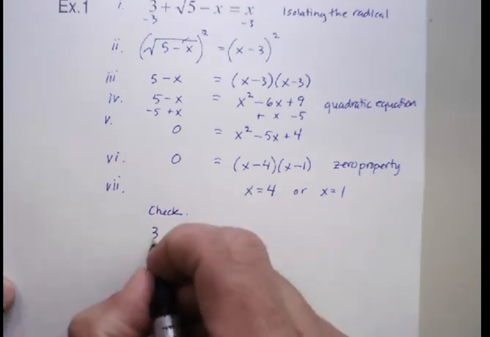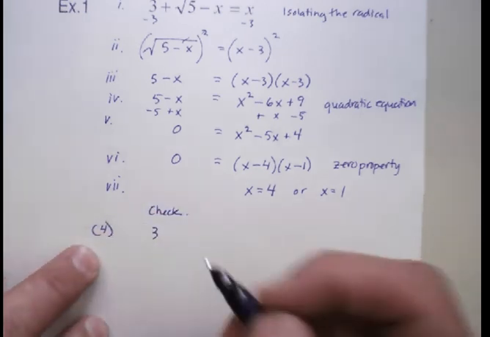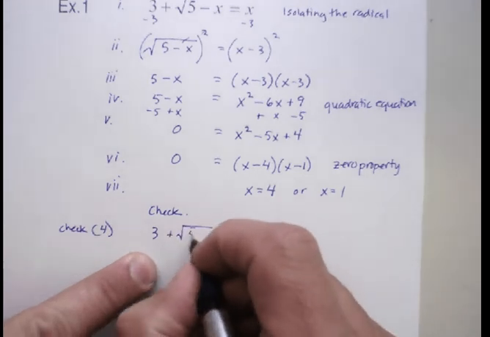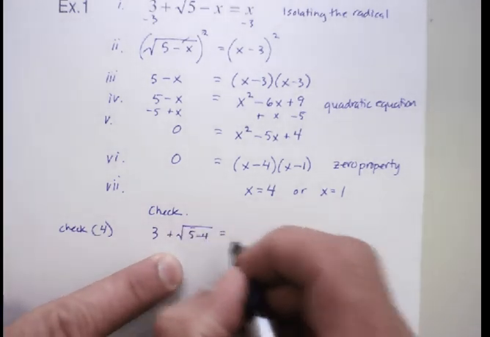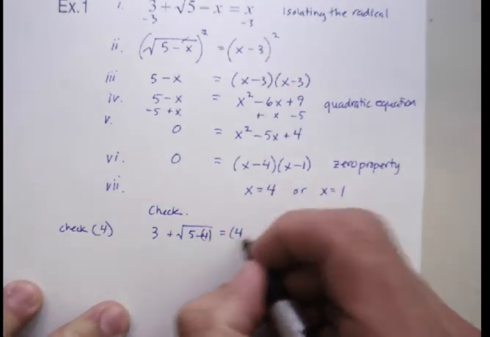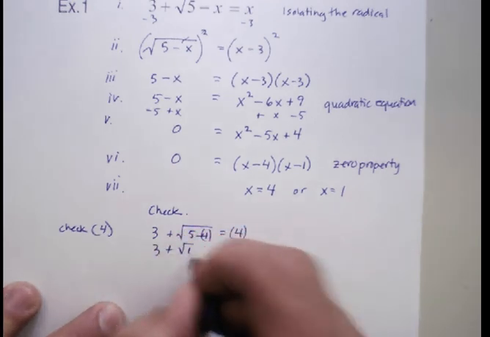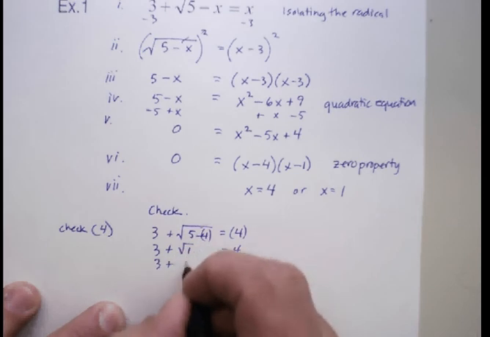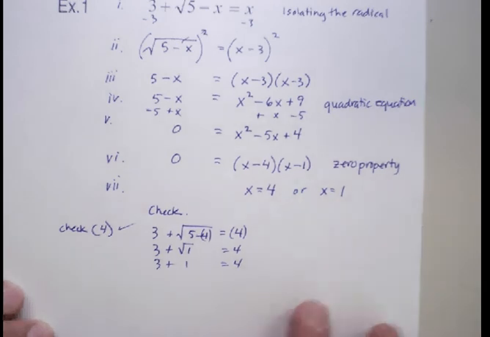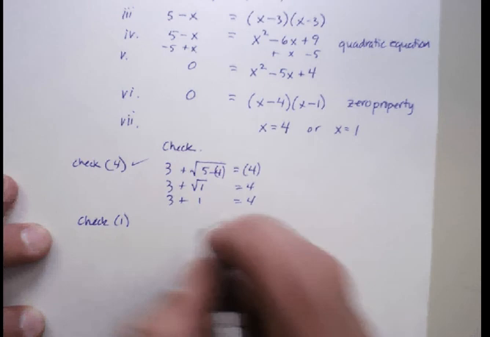So let's try that. So I'm going to try 4 first. So let's check 4. Okay? 3 plus the square root of 5 minus 4 is equal to 4. At least that's what it is if I replace the x's. And I usually like to put those in parentheses when I do that. So I'm going to get 3 plus 5 minus 4 is 1. Square root of 1 is 1. 3 plus 1 is 4. So actually 4 works.